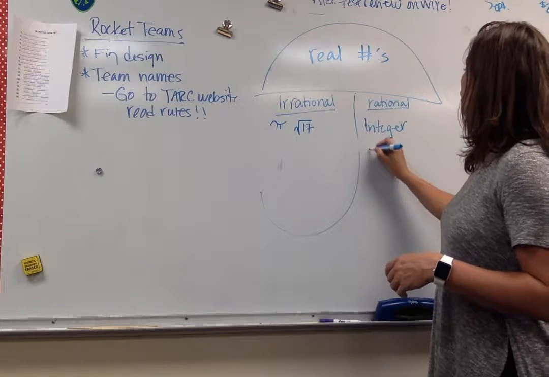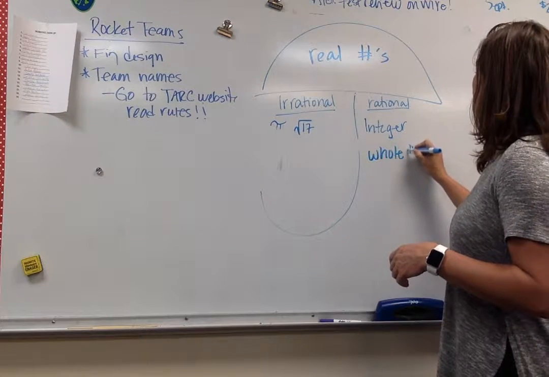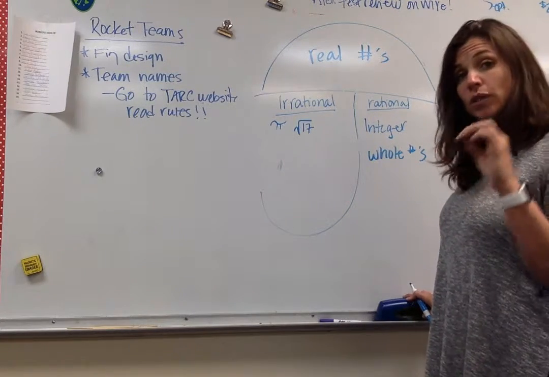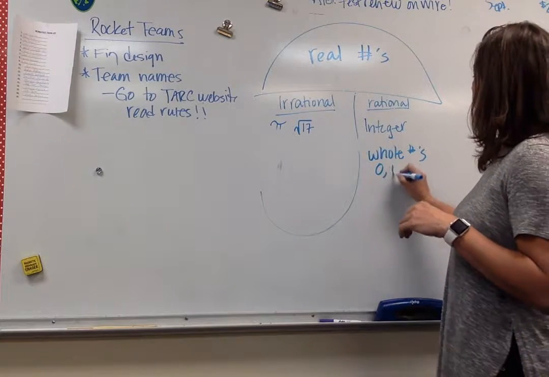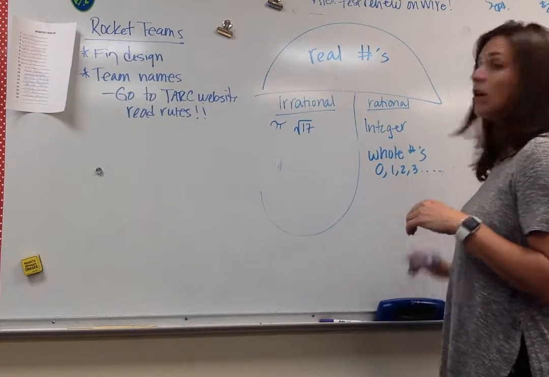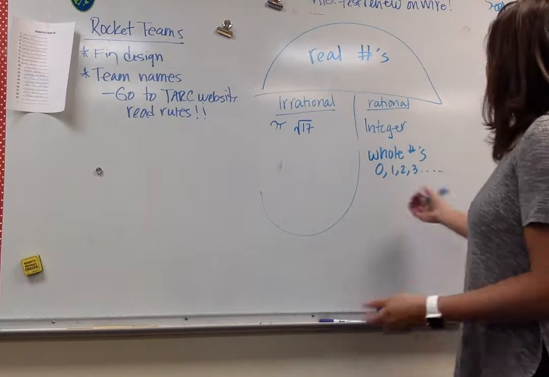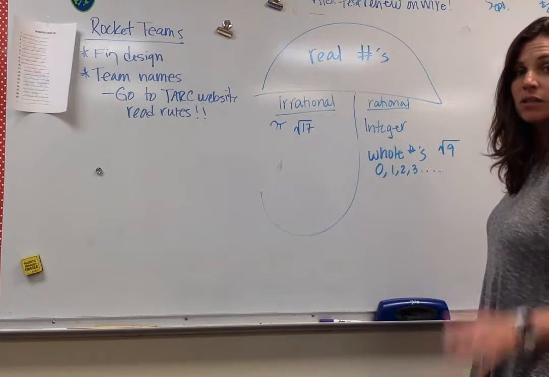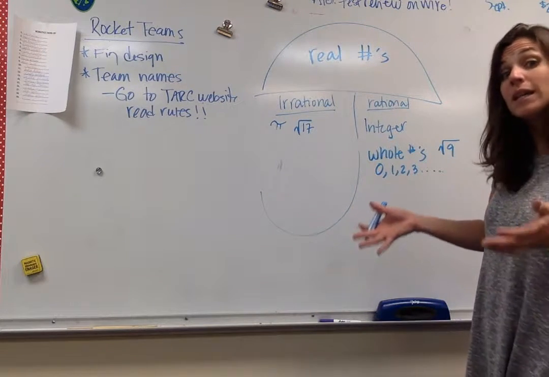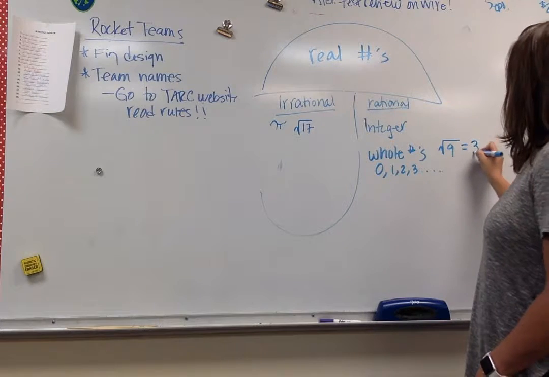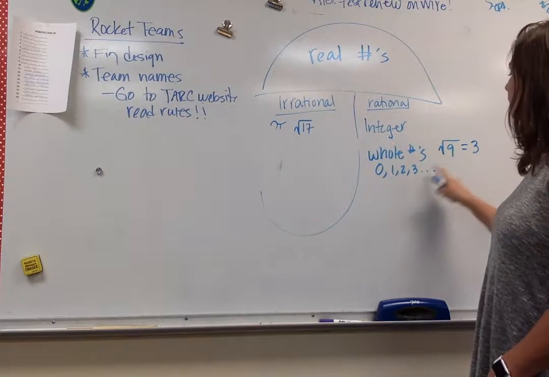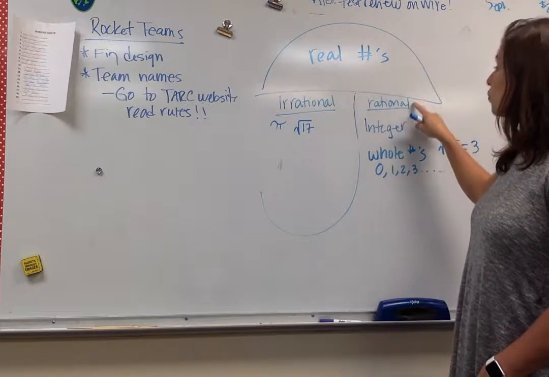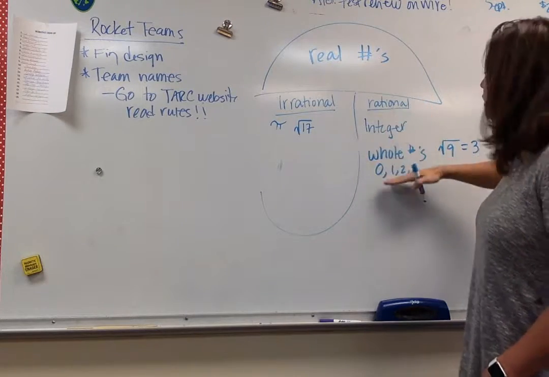We also have what we call whole numbers. Whole numbers are counting numbers that are positive and include the number 0. So 0, 1, 2, 3, and so on. Those are all whole numbers. So if I ask you the square root of 9, to which set does the square root of 9 belong? Well, first let's think about it. What is the square root of 9? The square root of 9 is 3. Okay? So 3 is a whole number. It's an integer. It's rational. And it's real. It's all of these.